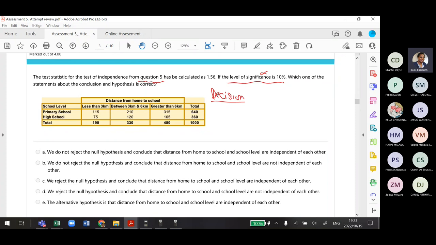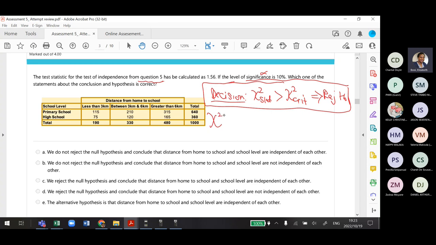The decision that you need to make is based on if your test statistics, if it's greater than your critical value, then you reject the null hypothesis. That is the decision rule. So we need to go find the critical value. Now, finding the critical value, your critical value will be alpha and the degrees of freedom.